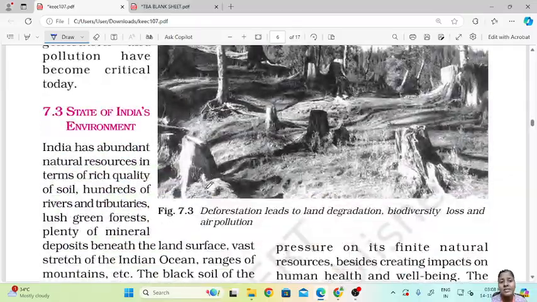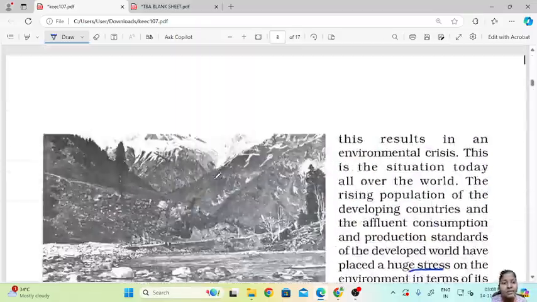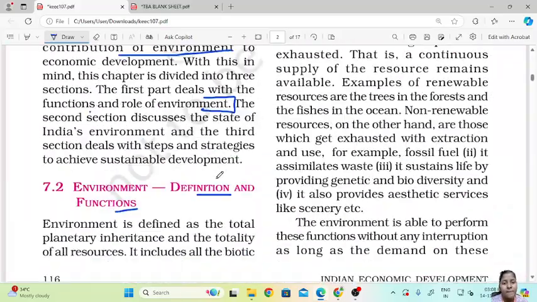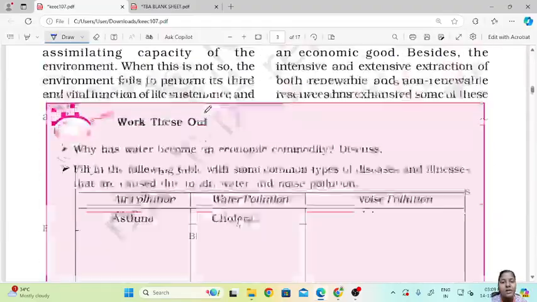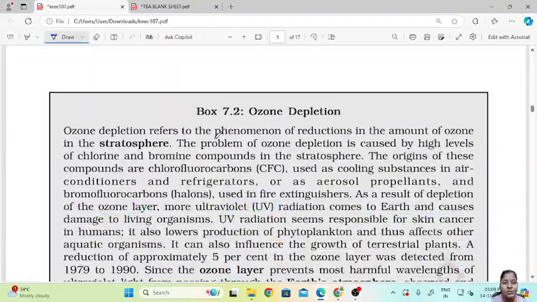So this is the first part of this chapter. The first part deals with the function and the role of the environment. The state of India's environment we'll discuss in the next part. Here one more thing is given, that is ozone depletion. Ozone depletion refers to the phenomenon of reduction in the amount of ozone in the stratosphere.